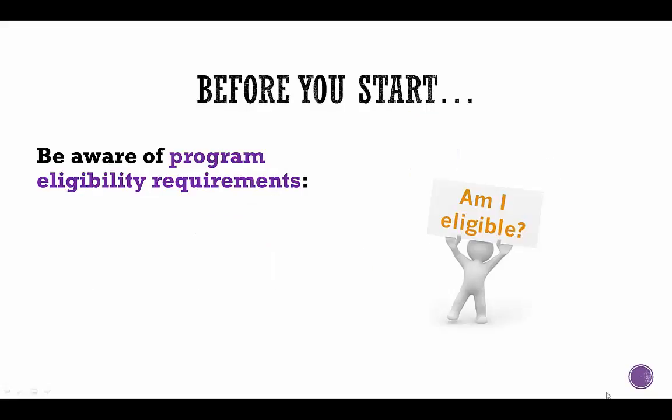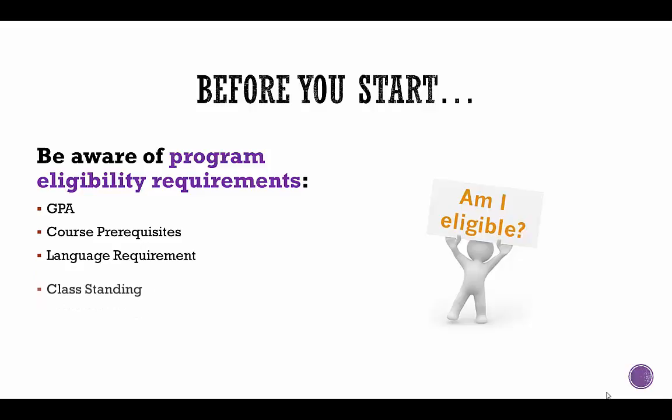In connection to knowing your academic objective, you must also be aware of all program eligibility requirements. For example, the minimum GPA requirement, any course prerequisites, any language courses or language proficiency requirements, and your class standing, the total number of units you must have completed at SFSU in order to apply for the program.